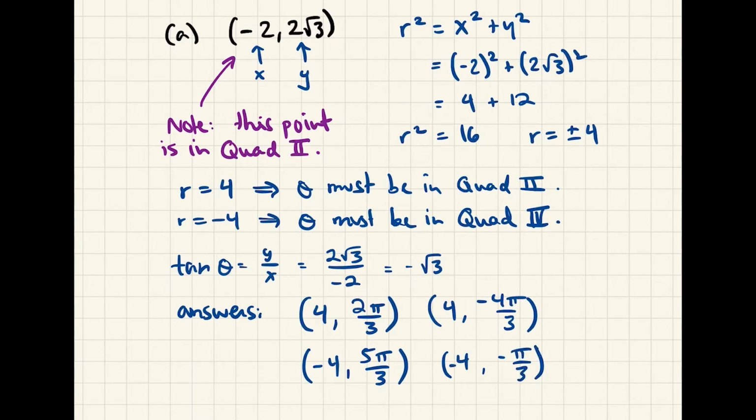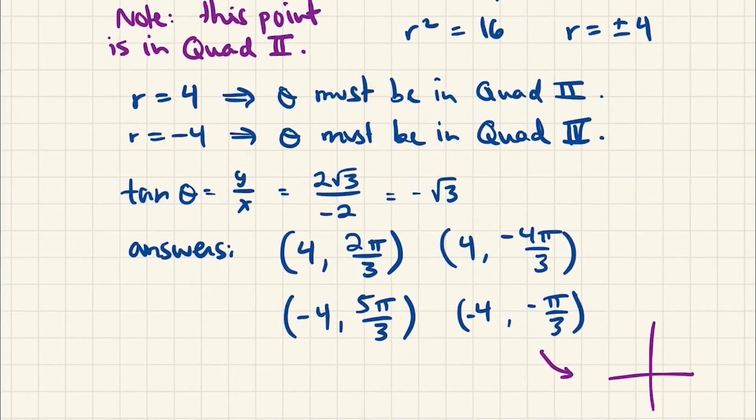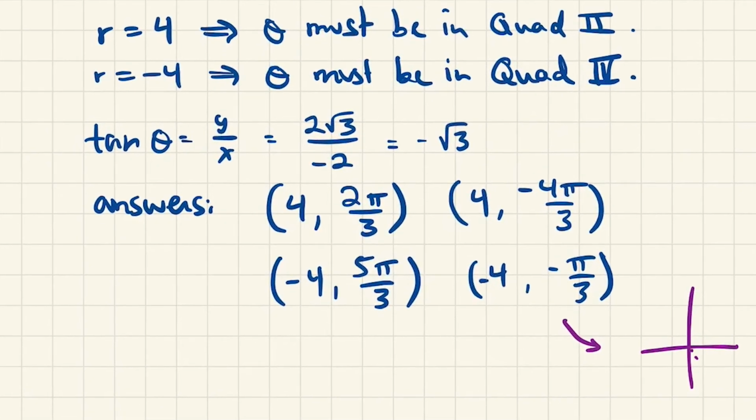Let's just quickly check that one. -pi over 3 we know reads clockwise from the positive x-axis in standard position. So there's -pi over 3, so we're pointed that way. But we're going -4 units, so our point will be out here somewhere, which of course makes sense. That could be -2, 2 root 3 in the second quadrant.